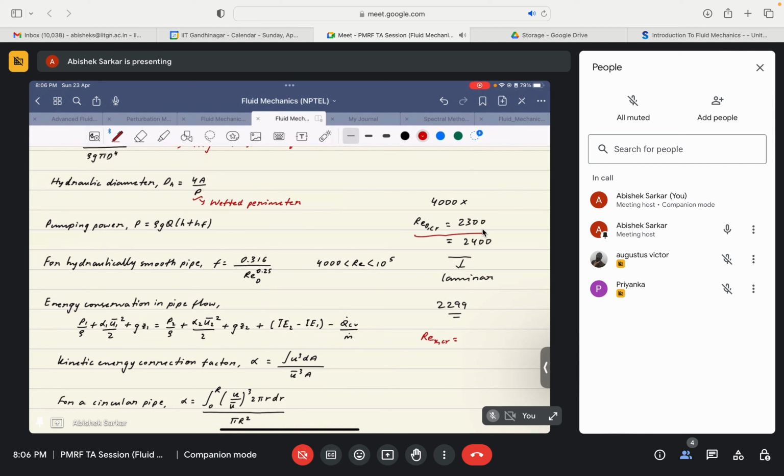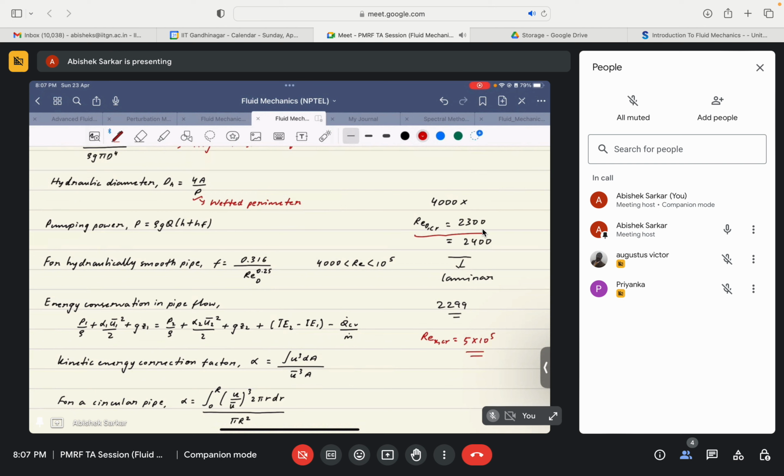Actually, for flow over a flat plate, the critical Reynolds number lies in the range of 5 into 10 to the power 5. See, different geometries, different critical Reynolds numbers. This is what I wanted both of you to know, that it does not mean that 2300 is the critical Reynolds number for all geometries. Depending on the geometry, the critical Reynolds number could change. So that's why I wanted to introduce you to this concept.